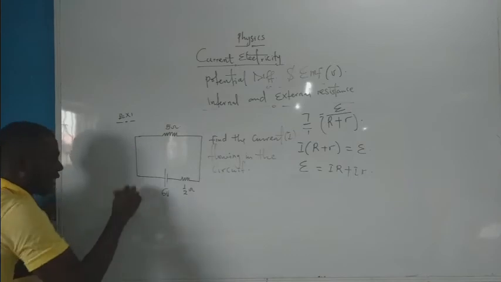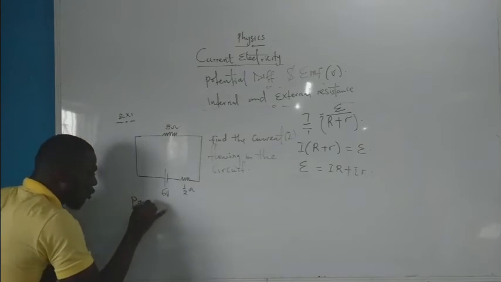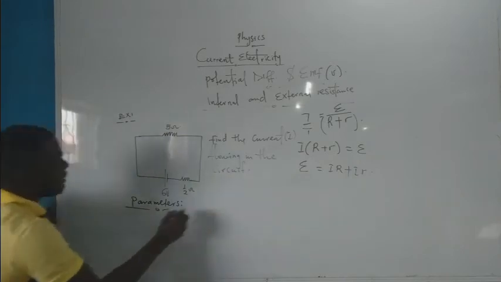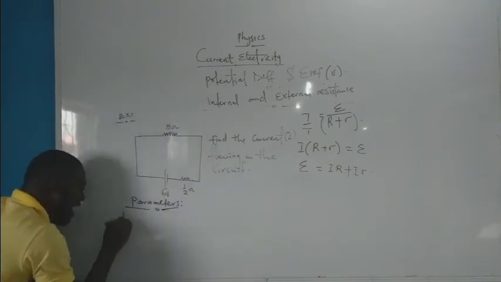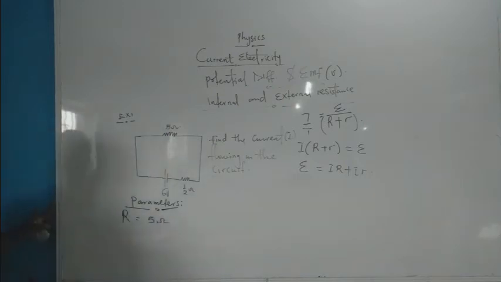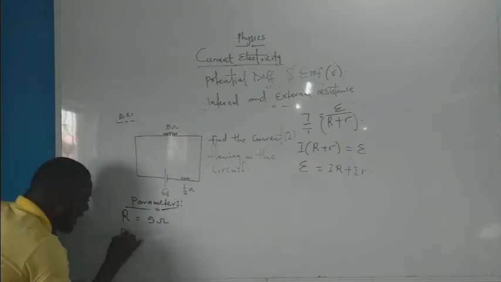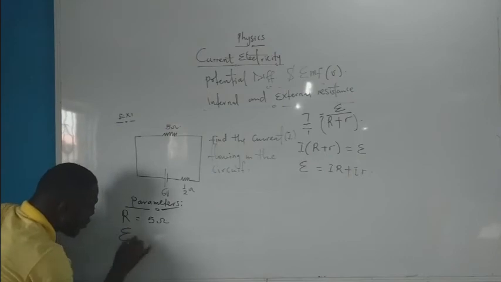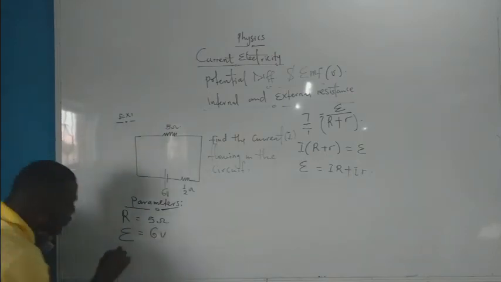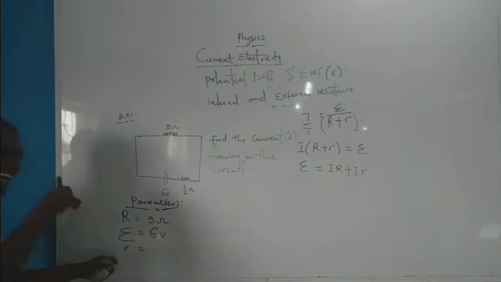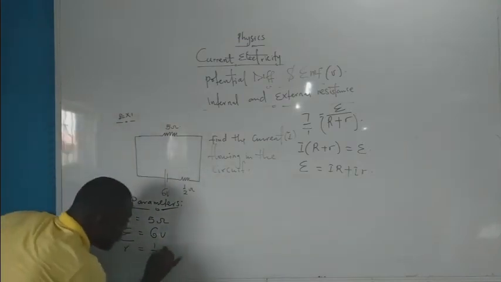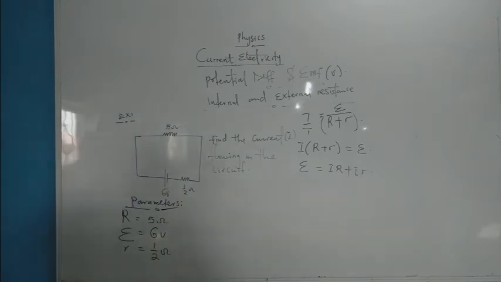We know that. Bringing out the parameters. What are the parameters given? We are given the external resistance to be 5 ohms. Are we together? And what about the potential difference? The electromotive force, which is 6 volts. And we have small r, which is the internal resistance, that is 1 over 2 ohms.